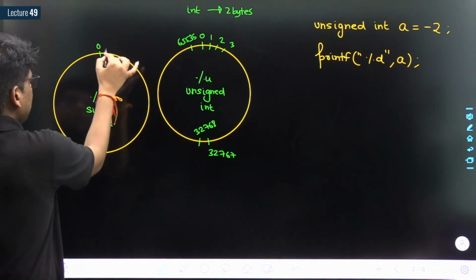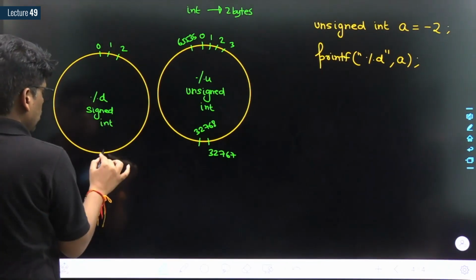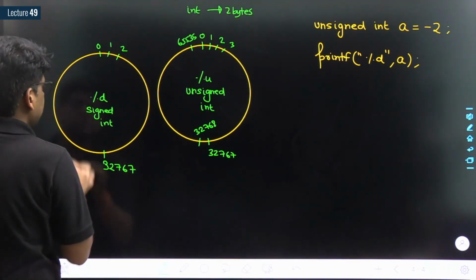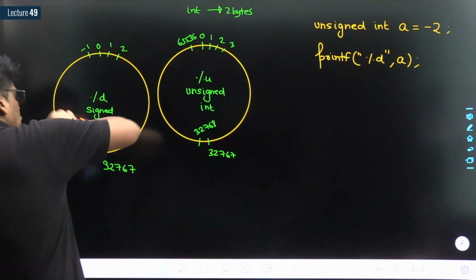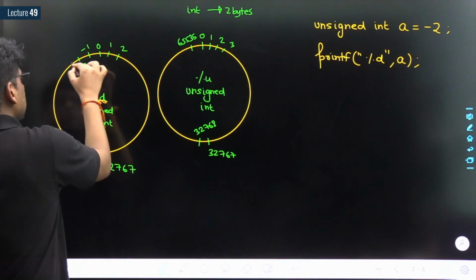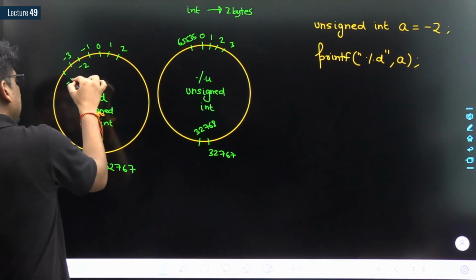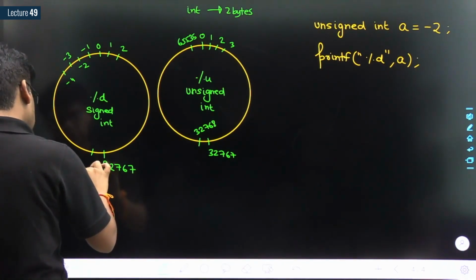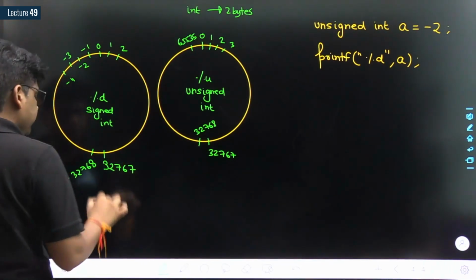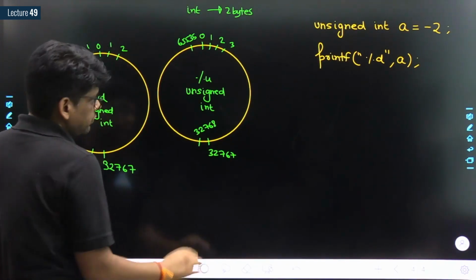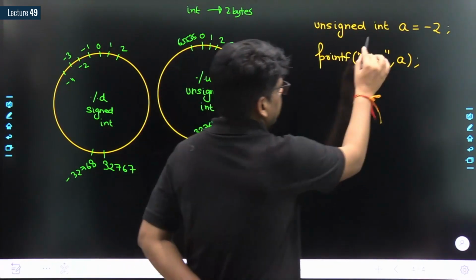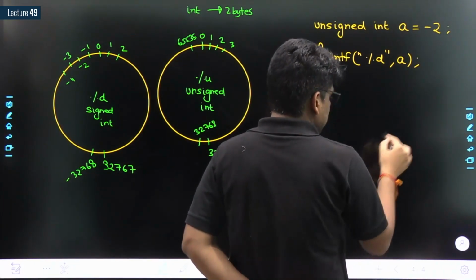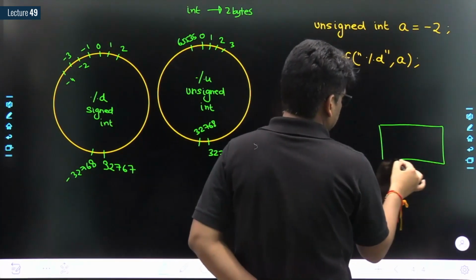sir, it starts from 0, 1, 2. In positive, it goes till 32767. For negative, we move like this, -1, -2, -3, -4 till -32768. Okay, sir. So, see, sir, one variable is created with the name A.